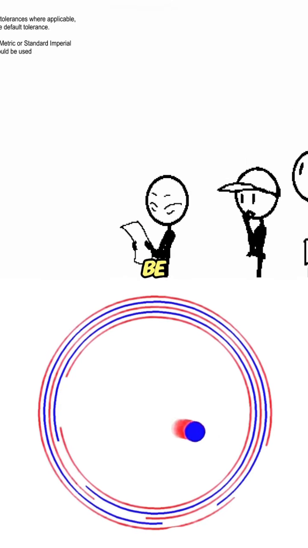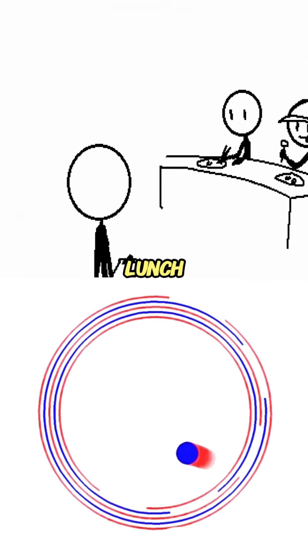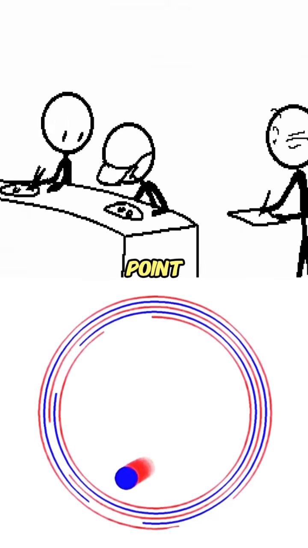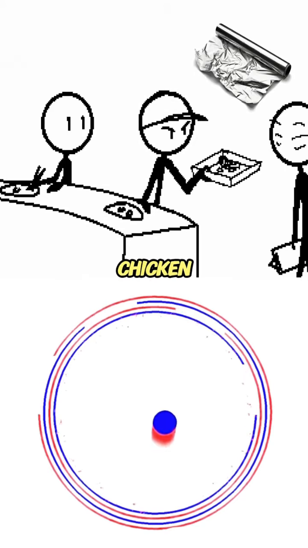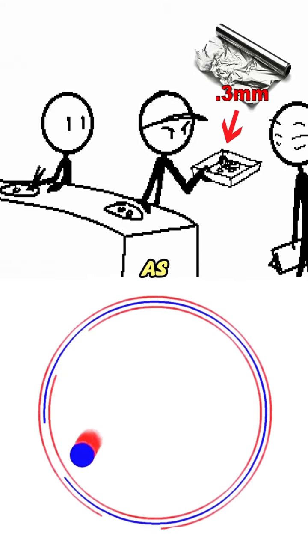Bullet point number 3, be more realistic about some designs. So this one I thought was kind of funny. They were in the middle of a lunch when I asked them for clarification on this bullet point, and my man holds up an aluminum tray with some chicken in it and says, sometimes I get parts with like 0.3 millimeters of thickness, almost as thin as a sheet of paper.